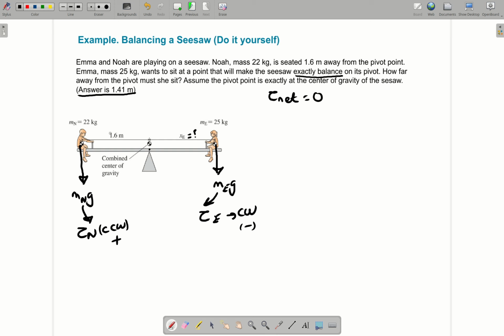Logically, Noah is 22 kilograms, Emma is 25 kilograms. I could guess that Emma should be sitting a little closer. So that's like assessing our result. If I get a larger number, that means I made a mistake. The answer again is given here. So go ahead and solve it.